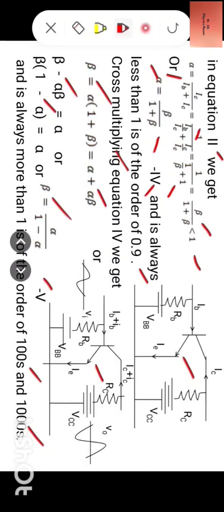Okay, so remember the expressions: alpha is equal to IC by IE, beta is equal to IC by IB, and also alpha is equal to beta over 1 plus beta, and beta is equal to alpha over 1 minus alpha. You remember these expressions for solving numerical problems.